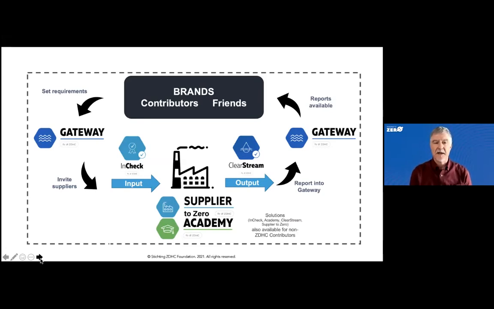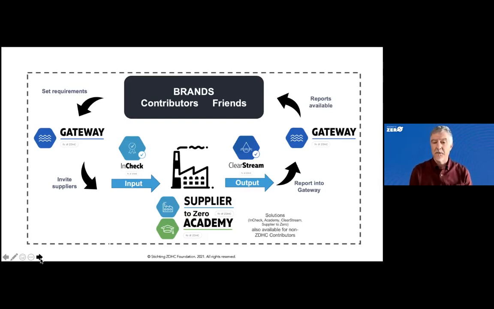We invite the suppliers of the brands and the contributors to access the gateway to look for the chemicals that are better to use. They can use what's called an in-check report to report out on the inventories that they have to the brands and give the brands a sense for, are the suppliers meeting the requirements for what chemicals are being used. At the supplier level, that takes care of the input.